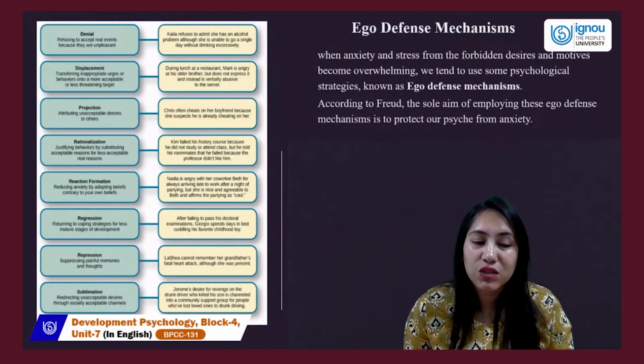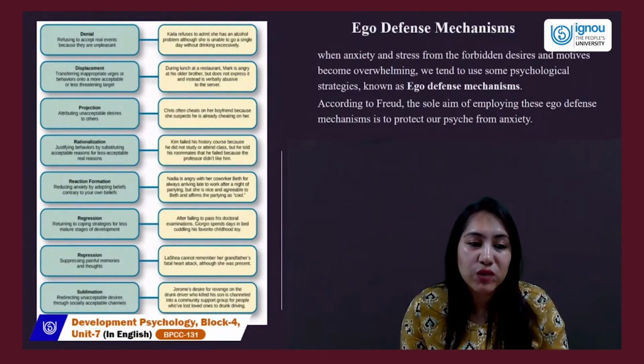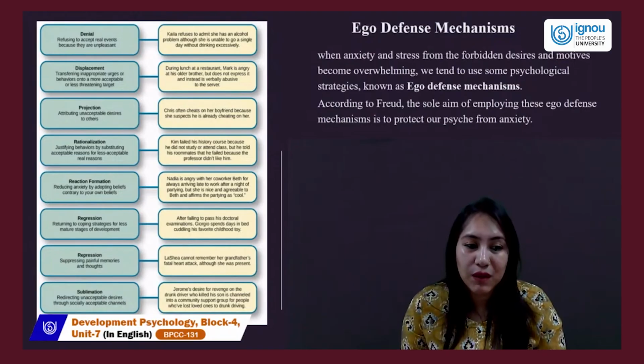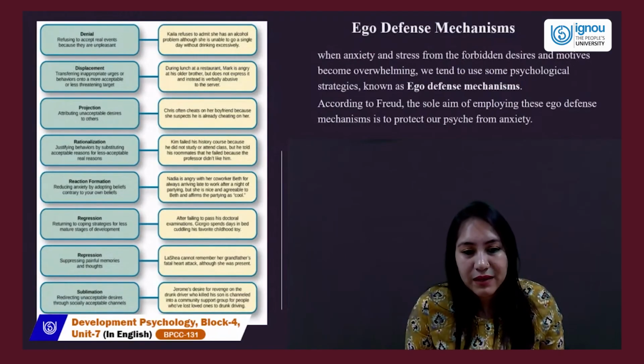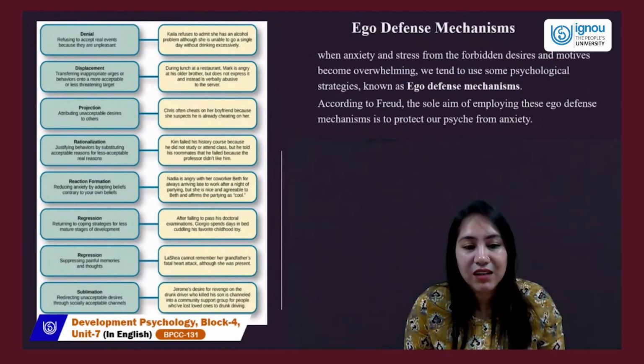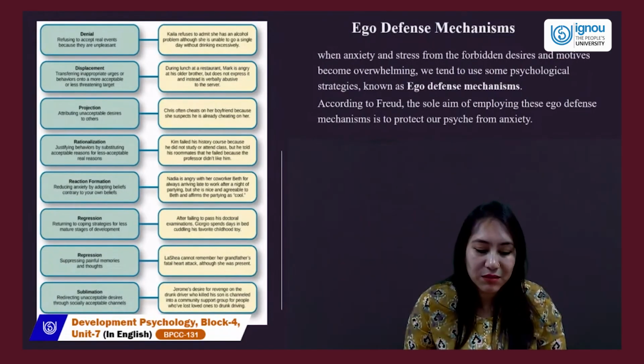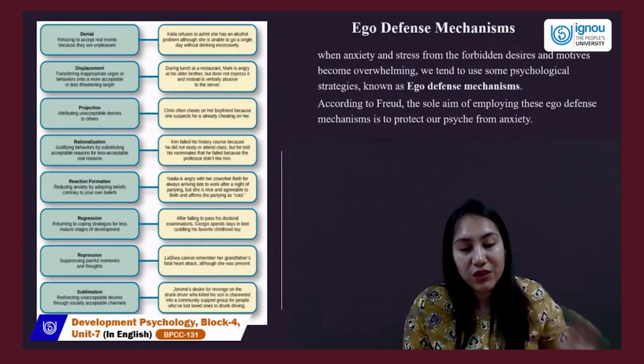Then we have something which is regression. Regression is returning to coping strategies from less mature stages of development, which is, for example, after failing a doctoral exam, Georgia spends an entire day cuddling her favorite childhood toy. That's something we describe as regression.